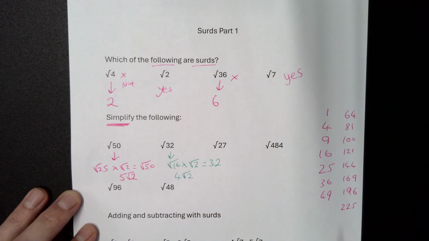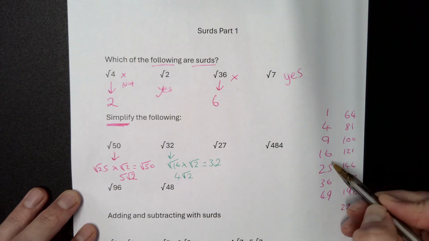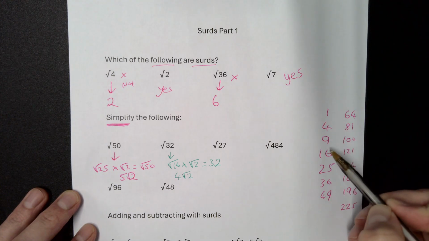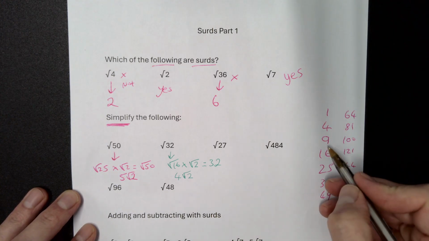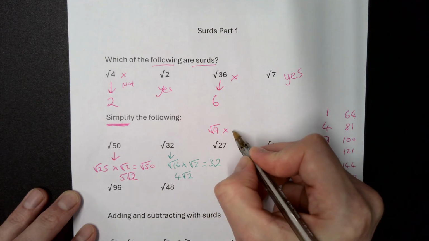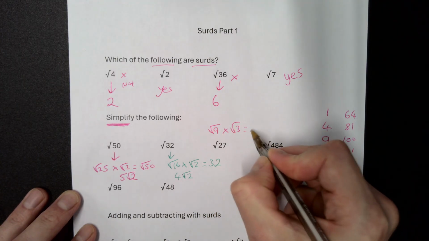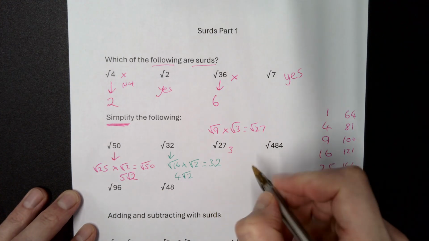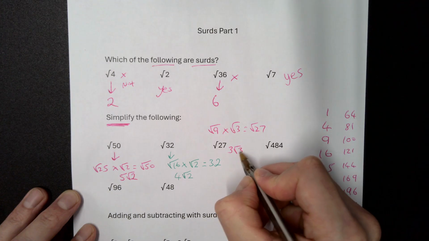Now 27. On here, these are too big. Alright, looking for the list, 9 is a factor of 27, so we say the square root of 9 times the square root of 3 is root 27. Square root of 9 is 3, so it's 3 lots of root 3.